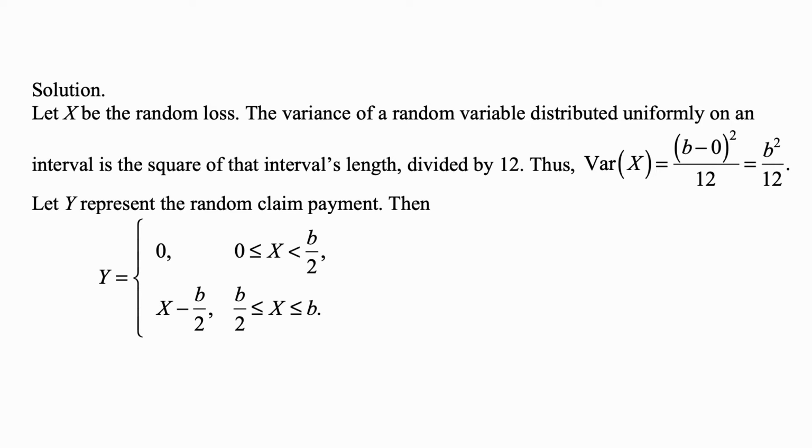So let's write x for the random variable, which is the random loss. The variance of a random variable distributed uniformly on an interval is the square of that interval's length divided by 12. Therefore, the variance of x is equal to b minus 0 squared over 12, or b squared over 12. Let y represent a random claim payment, and y is equal to 0 for x between 0 and b over 2, and x minus b over 2 for x between b over 2 and b.